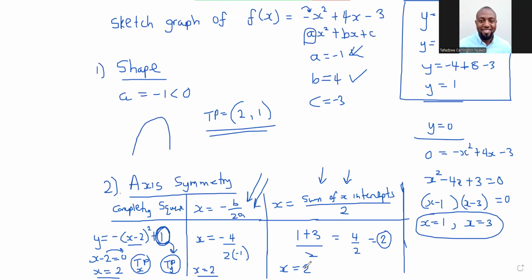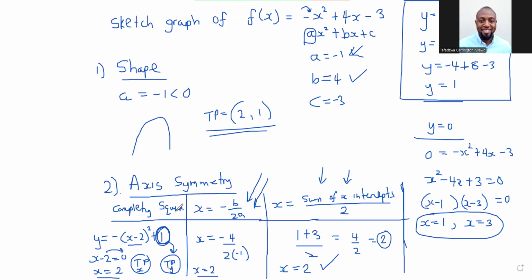Then I substitute my x value into the original equation to find my y coordinate of the turning point. So this is my x value of the turning point, which is x equals 2. And of course, like I said, you then substitute into the original equation to find your y value of the turning point. All right, so I've used three formulas here, and they all gave me the same answer.